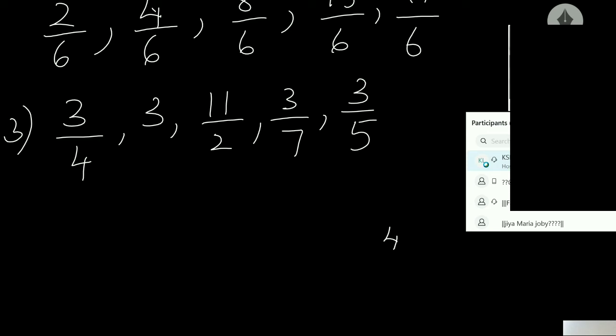Now you have to find the LCM of all these numbers. We don't have to take 1 because 1 makes no difference in the case of division. So we are ignoring 1. We take all the numbers other than 1. So we take 4, 2, 7 and 5 and find their LCM.